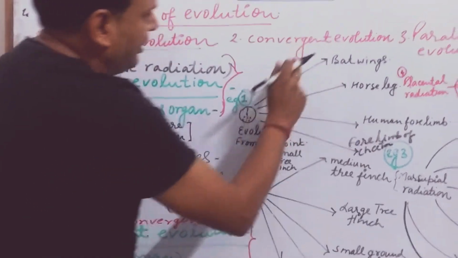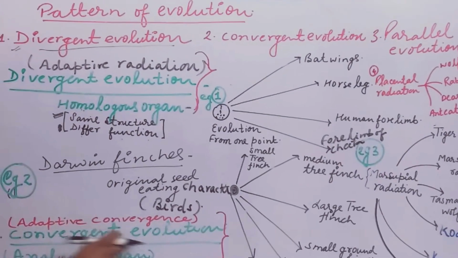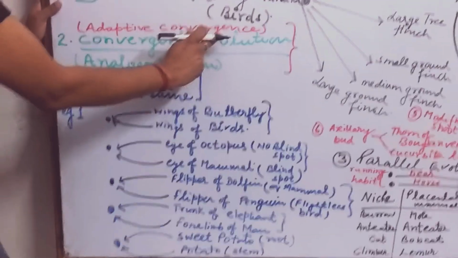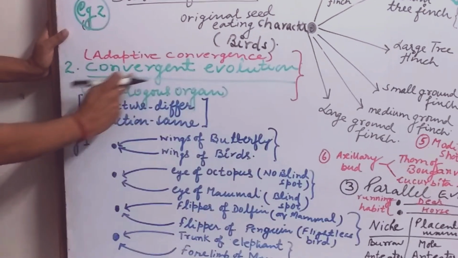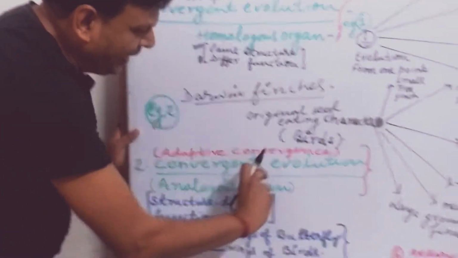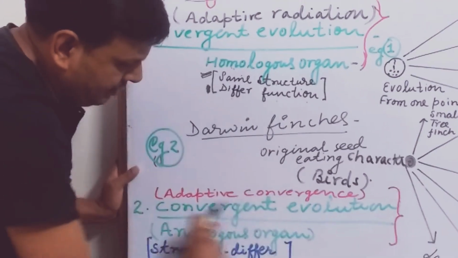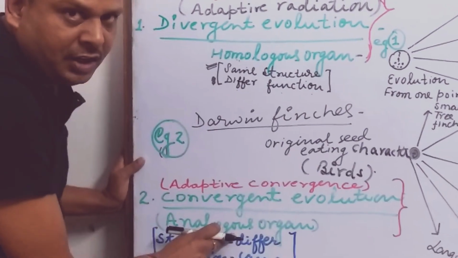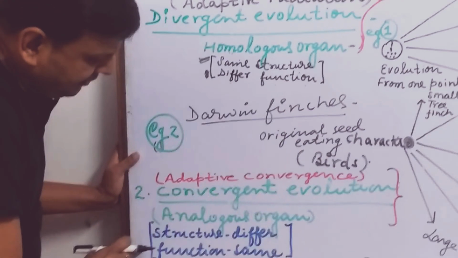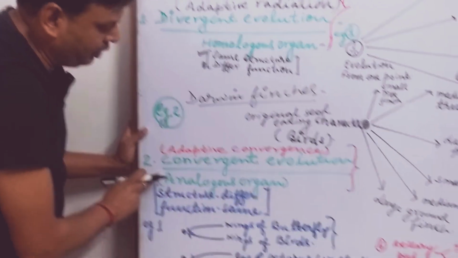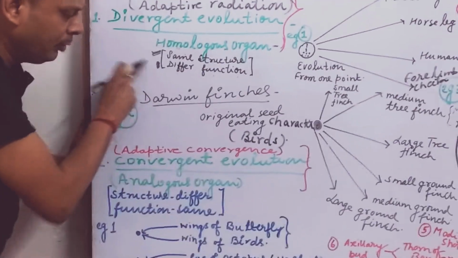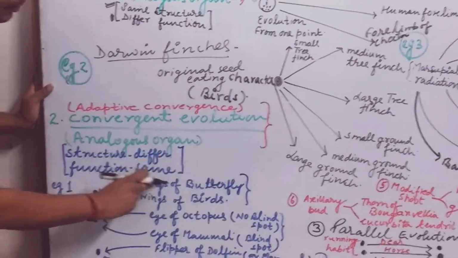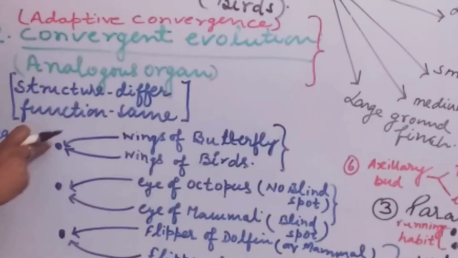Now we will discuss another evolution known as convergent evolution. This convergent evolution is also termed as adaptive convergence. This convergent evolution is mainly studied by studying the analogous organs. What are analogous organs? Those organs which are different in structure but similar in function are called analogous organs. These analogous organs are different from homologous organs. So convergent evolution means they start in different directions but meet at a common point.